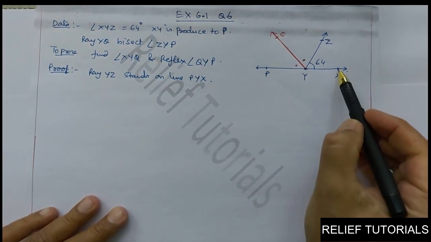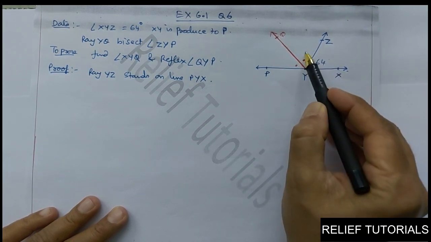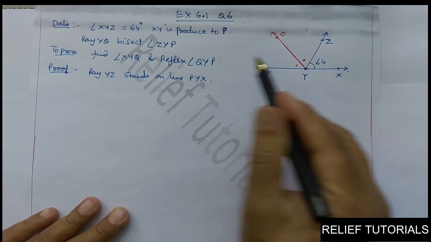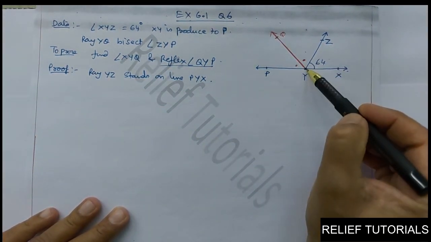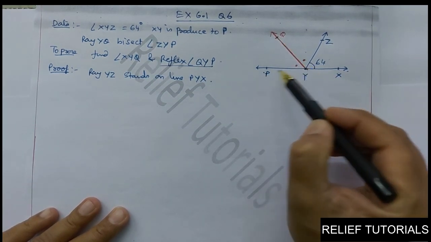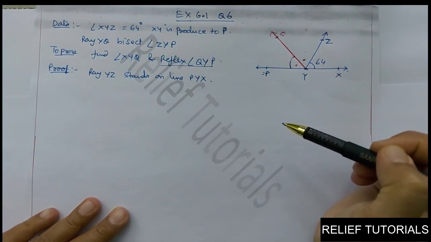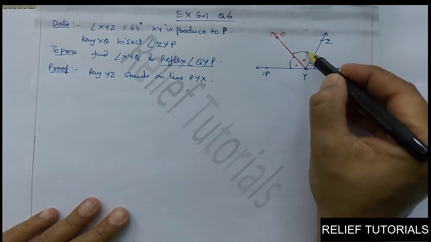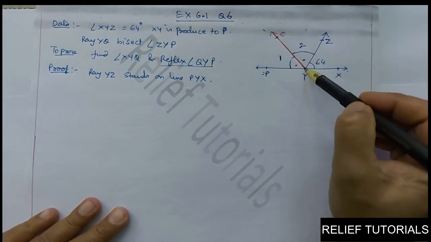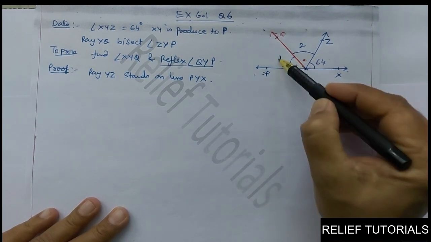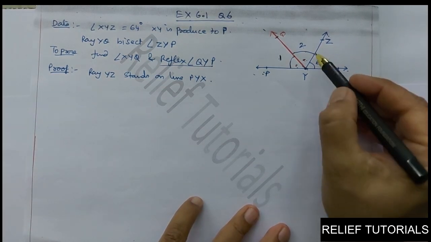And you might know that XYQ is made up of these 2 angles. One is 64, and you want to find the other angle. That's all. The second thing you have to obtain is reflex QYP. In order to find reflex QYP, you first have to find QYP. And this is a bisector, so I can say angle 1 and angle 2 are both equal. Why? Because this is the bisector of angle ZYP. So 1 is equal to 2. Clear? So it is necessary to find this angle.